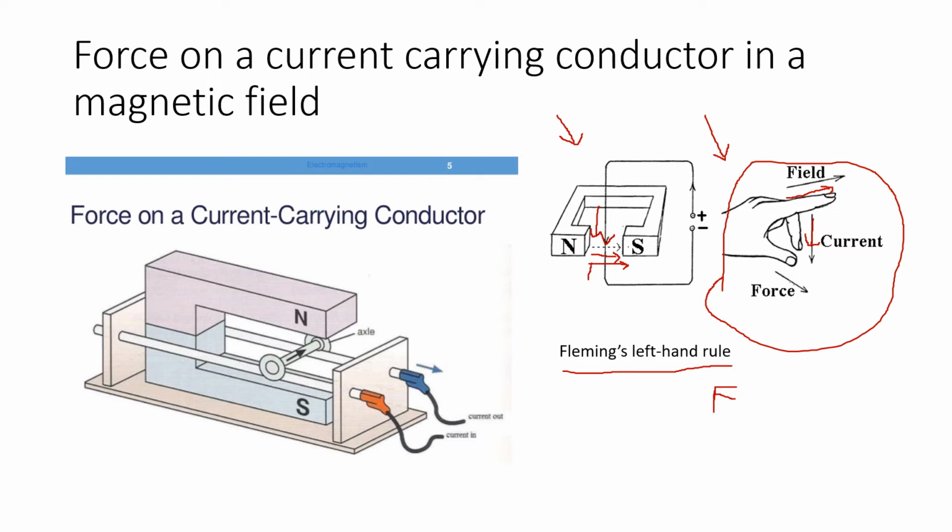So where will be our third finger? The thumb will be pointing the direction of the force. The thumb will be pointing towards out, which means it's a dot as we are viewing from here. So it's a dot coming out of the plane. So this is how to apply the Fleming left hand rule to determine the direction of the force.